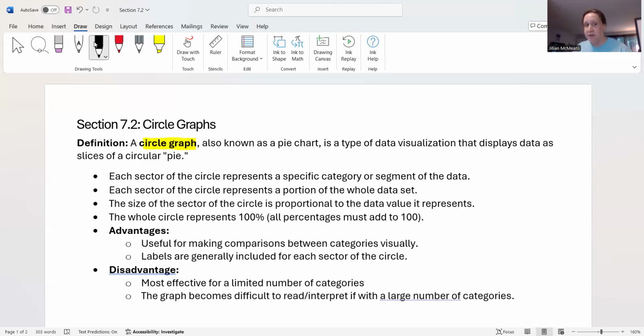So you are somewhat limited in the categories that you can have. And then the graph just becomes too difficult to read if you have too many categories. Okay. So again, you're limited a bit here.